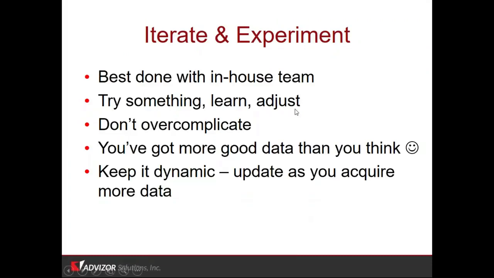We will say a model now is better than a more complicated model later. Just get the stuff up and iterate it. Don't overcomplicate it. You've got more good data than you think. Even if you just have giving and some event data, you can get started, and then you can get click-throughs and employment and the other stuff, and there's a variety of ways of getting them over time. And keep it dynamic. Update as you acquire more data. That modeling score is not set in stone. It's going to evolve. You can make it better when you get more data and more factors to put into it.